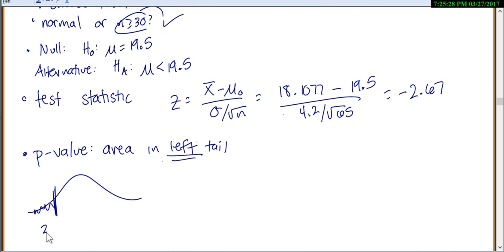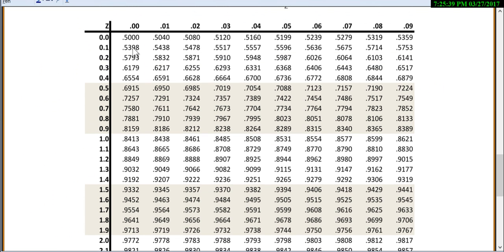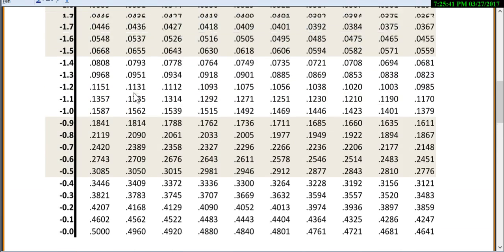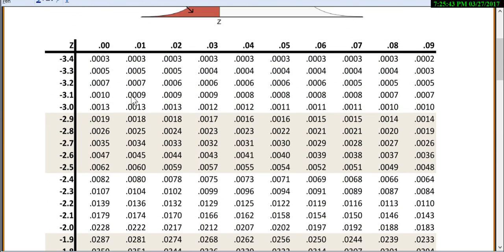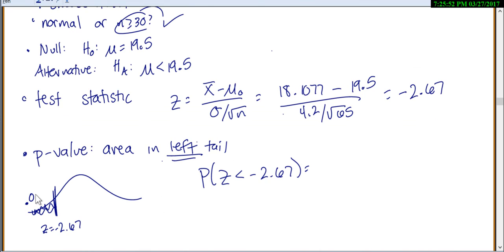Okay, so z equals negative 2.67, and I just want the area to the left. So probability that z is less than negative 2.67. Looks like we're at 0.0038. So 0.0038. So that's my p-value.